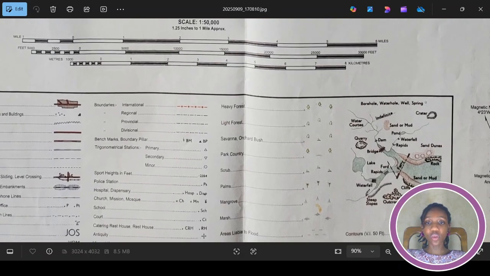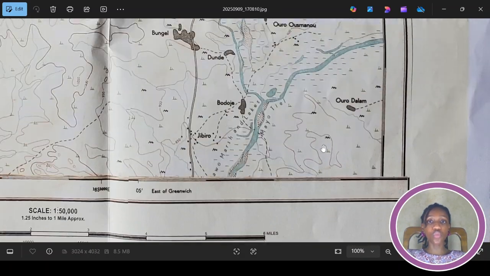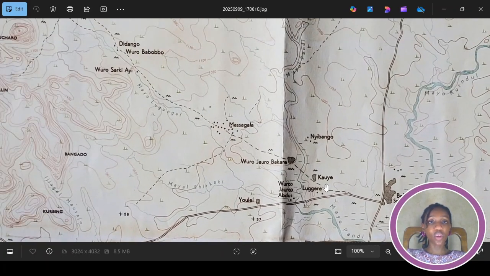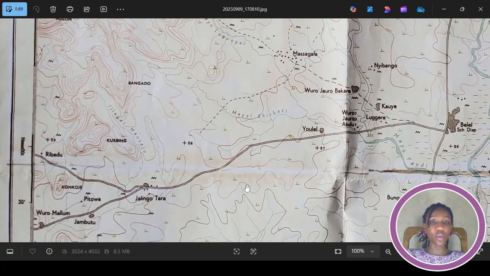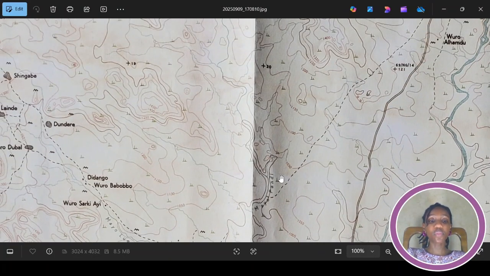Let me zoom in. These areas are liable to flood. These dashed blue lines. So looking at the map once again, these tiny blue lines, the rivers. Now let's go and answer our question.